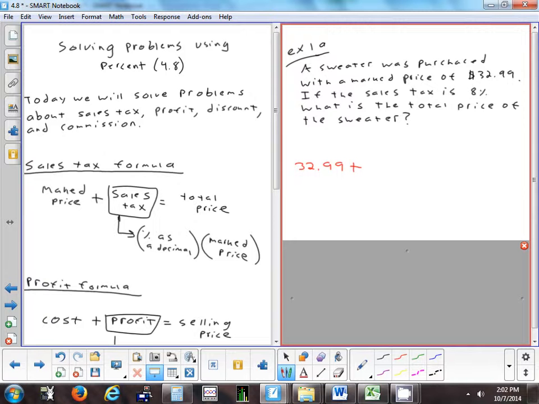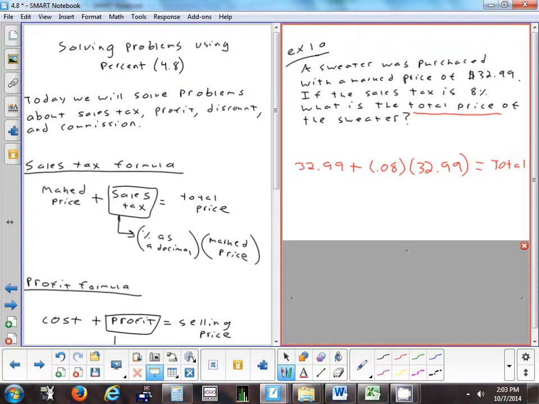What's the percent here as a decimal? Point what? 0.8 would be 80%. 0.08, very good. So I just filled in my percent as a decimal times, what was the marked price again? $32.99. And what's that going to give me? Well, what's the name of what it gives me? The total price. It gives me the total price.